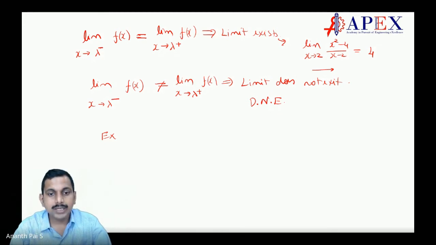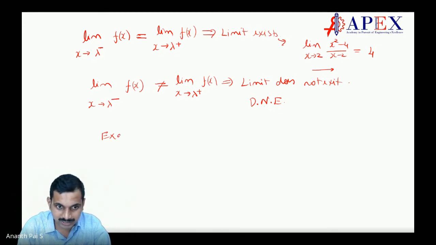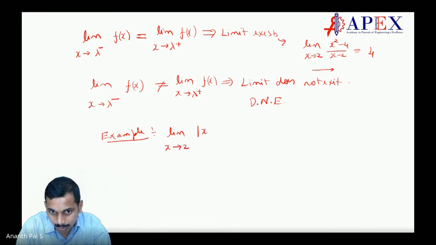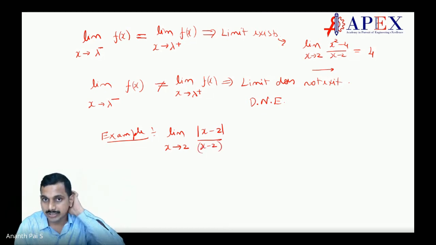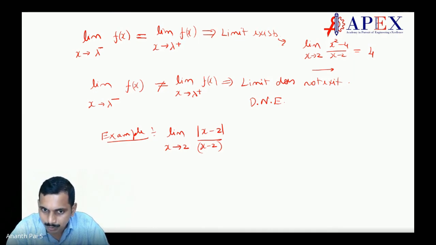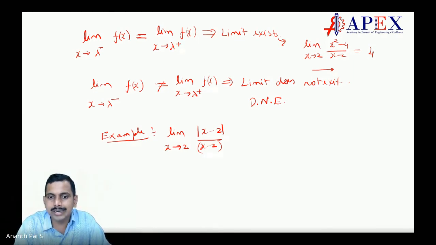Now, another example for not having that is this: limit x tending to 2, magnitude of x minus 2 divided by x minus 2. For this, the limit does not exist. Let us do the example. If you put x is equal to 2, what happens? 0 minus 0 is 0, 0 by 0 we get, correct?